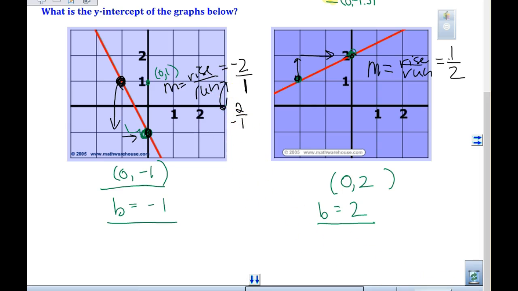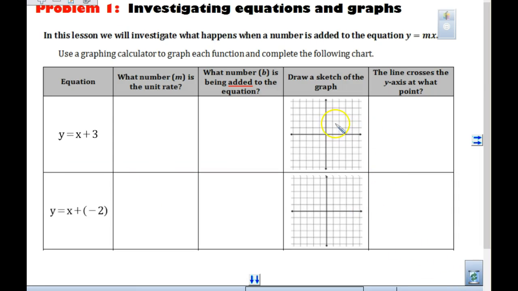And the reason being is that as we are working now, again, on that Desmos calculator, it says, in this lesson we're going to investigate what happens to a number when we are looking at y equals mx. But now we are going to use it to fill in the plus b. So, first off, it says, what is the number of our unit rate? What is our m in y equals mx? What would we say as we are looking at this one, Jordan? What is our m?